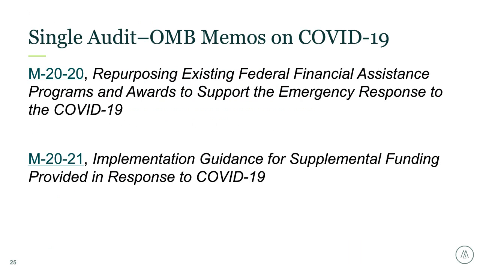Two other memos worth mentioning, but keep in mind are directed at the federal award agencies, is M-20-20. It provides a class exception that allows federal award agencies to repurpose existing federal financial assistance programs and awards to support the emergency response to COVID-19. And then the second memo is M-20-21, implementation guidance for supplemental funding provided in response to COVID-19. This memo is directed at agencies to leverage and continue to employ existing financial transparency and accountability mechanisms wherever possible. In balancing the speed with transparency, agencies are to consider the 3 core principles: mission achievement, expediency, transparency, and accountability.